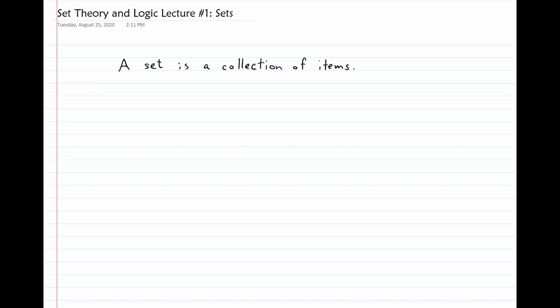Okay, and the next important word is: the items in the set are called elements of the set. So that's the basis. Those 2 words are the basis of set theory.